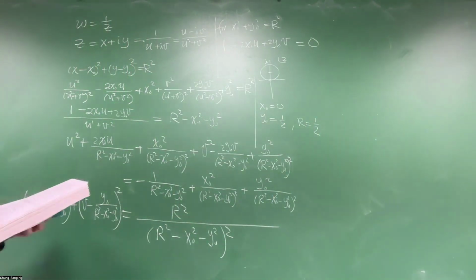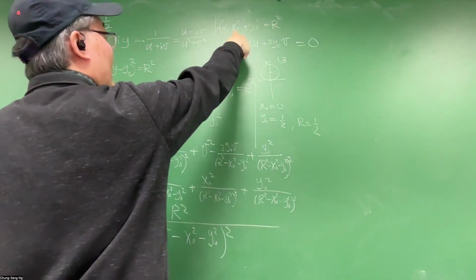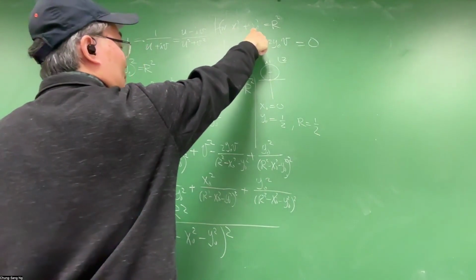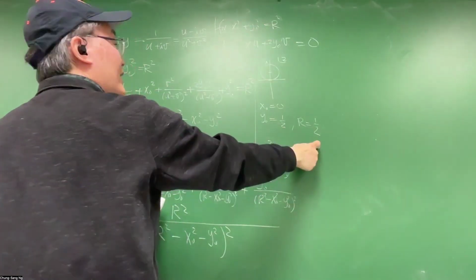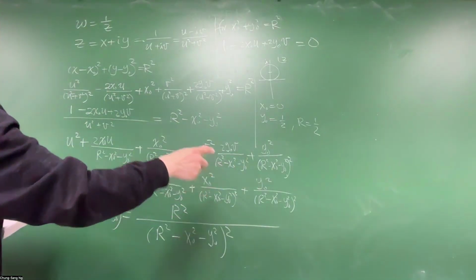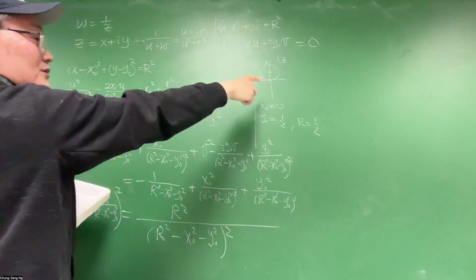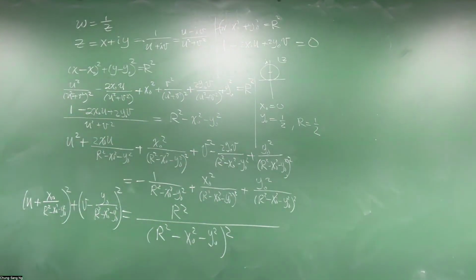Okay. And you can see that obviously this would satisfy because x0 is 0, and both y0 and r are 1/2. So this satisfies this equation. And the reason is that this condition is just saying that the original circle will hit the 0. Yeah.